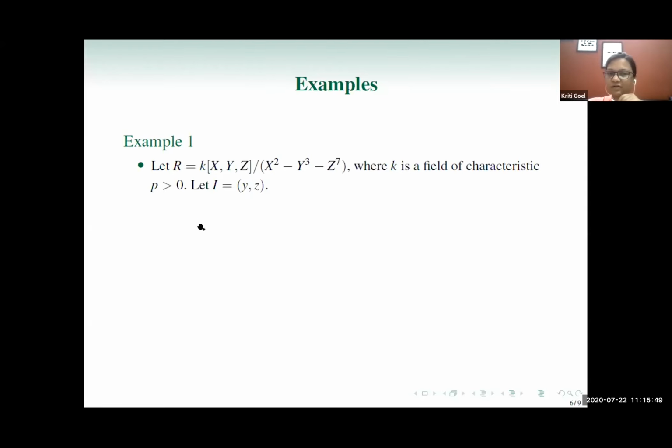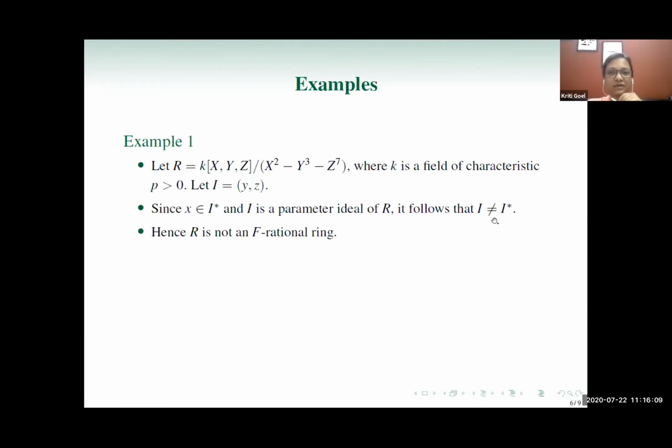So in order to check whether this ring is F-rational or not, it's enough to check whether the ideal I is tightly closed or not. And one can easily check that the element x, which is not an element of I, is in the tight closure of the ideal. And since it's a parameter ideal, we get I is not tightly closed, and hence the ring is not F-rational. So while it might seem easy to check whether a ring is F-rational or not, this might be an example in disguise, because even the same ring with different characteristic might behave differently. And this is what the next example illustrates.